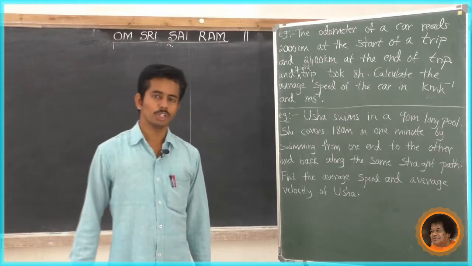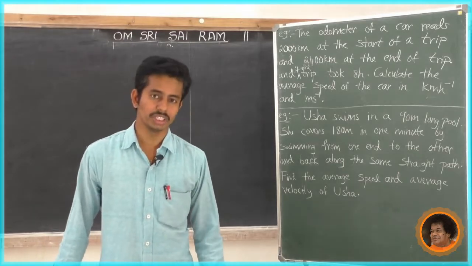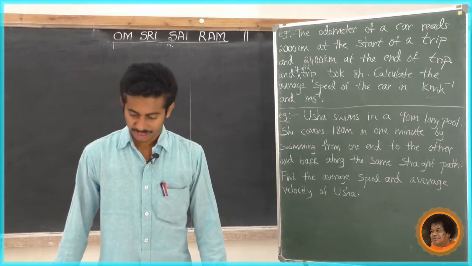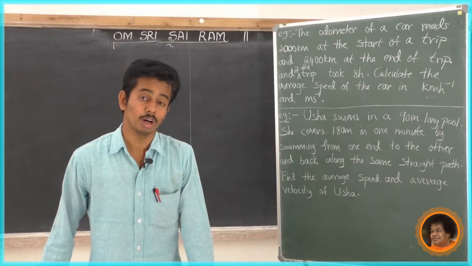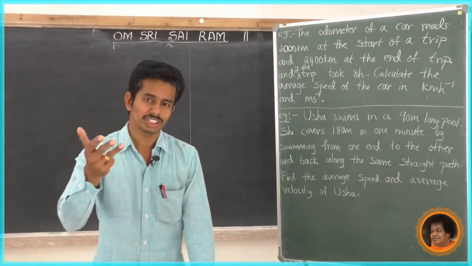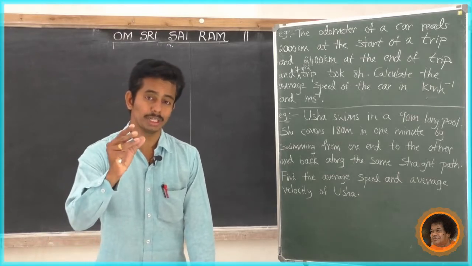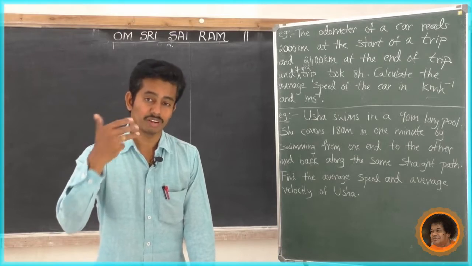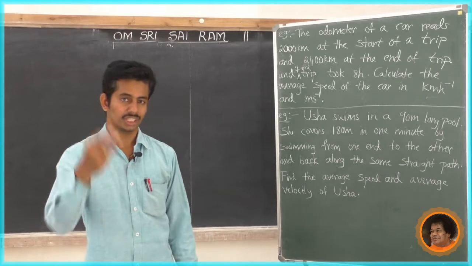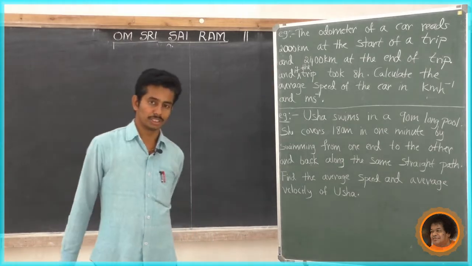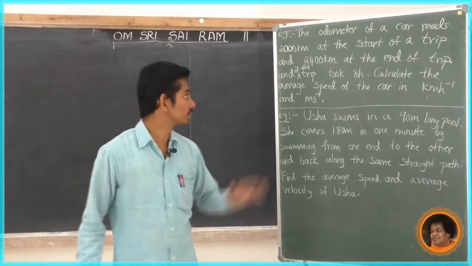First of all, what do you mean by odometer? An odometer reads the distance traveled by the vehicle. What is the distance traveled by the object? How many kilometers has that vehicle traveled? It is read by the odometer. So every vehicle contains an odometer.